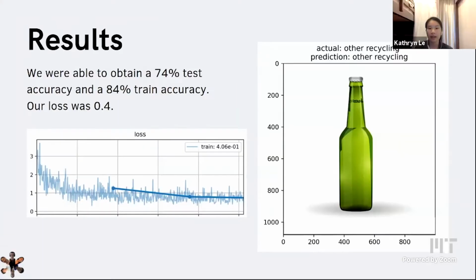After training our data for 10 epochs, we achieved a 74% test accuracy, 84% train accuracy, and a loss of 0.4. In the picture on the right, we see that a glass bottle was correctly predicted to be other recycling, which is metal, glass, or plastic.